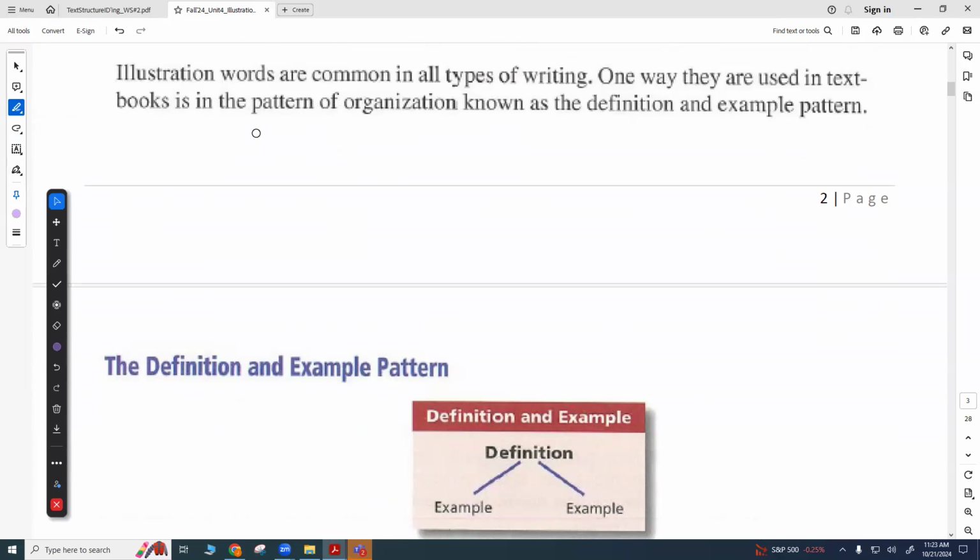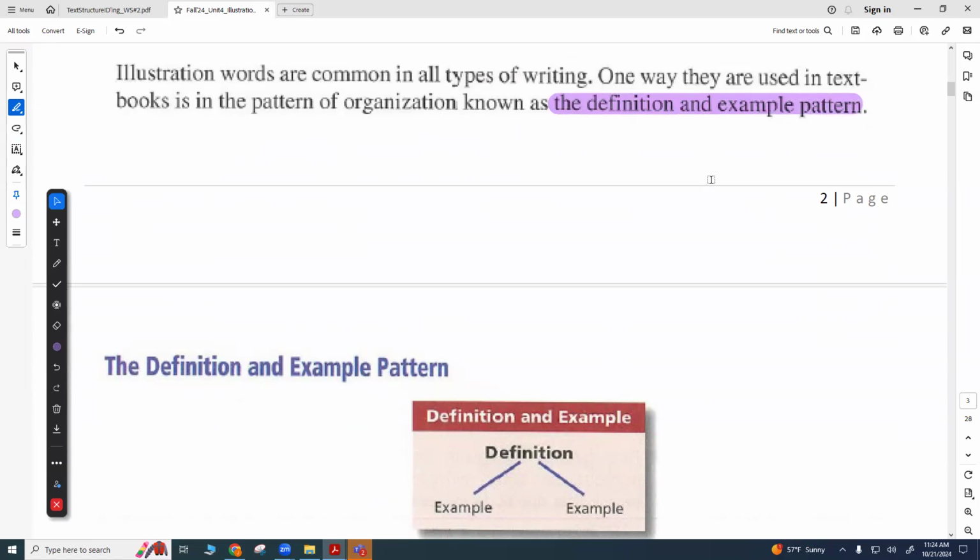So illustration words are common in all types of writing. One way that they're used in textbooks is in the pattern of organization known as the definition and example pattern. Okay. So remember our text structure here is kind of a descriptive text.